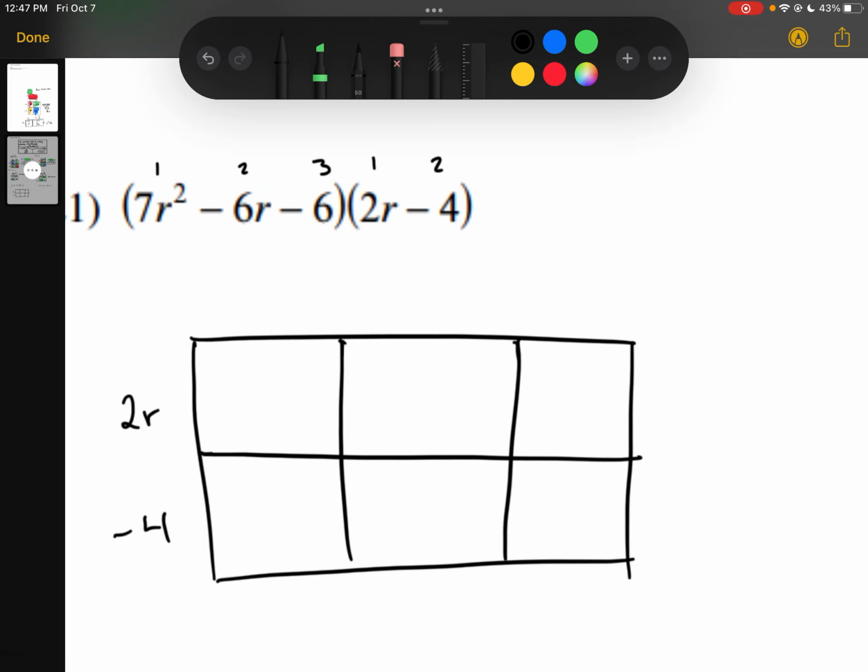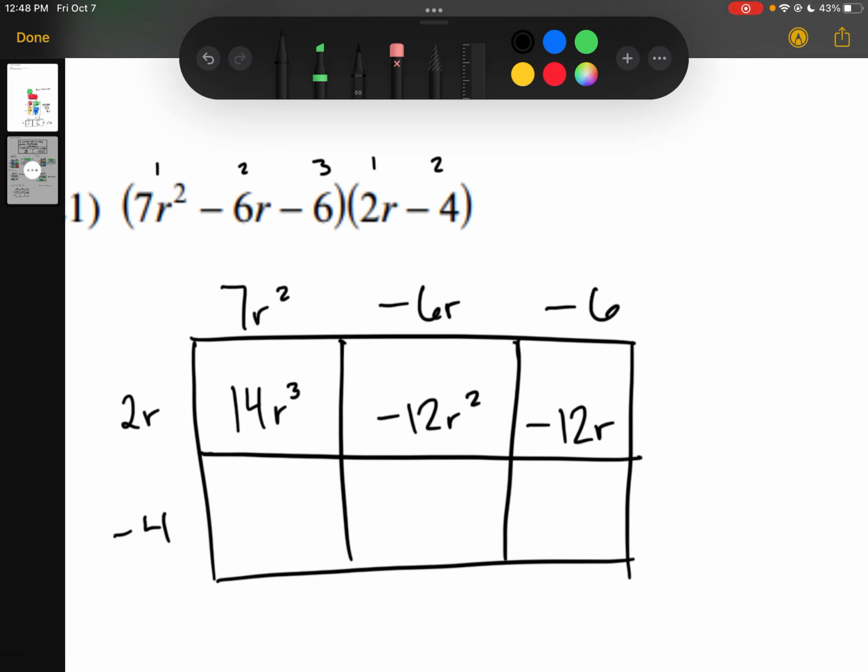So 2r and minus 4, and then 7r squared minus 6r minus 6. So still multiplying the top by the side, so 7r squared times 2r, 14r to the third. Top by the side, negative 6r times 2r, so minus 12r squared, because there are 2 r's, so r to the second power. Then here, minus 6 times 2r, minus 12r. And then we keep going.